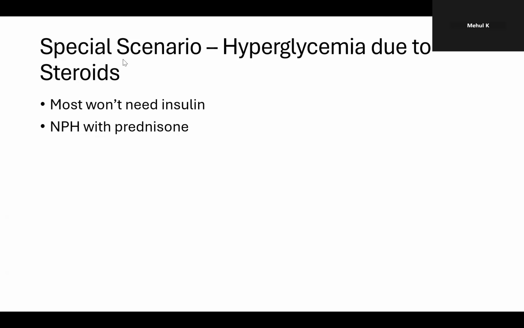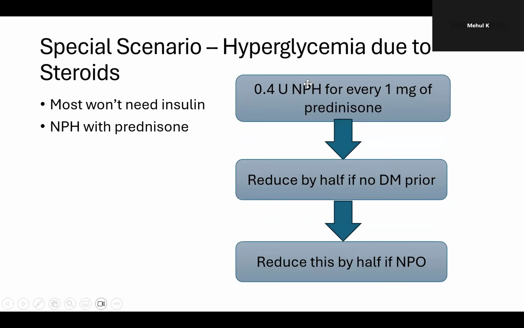If they actually do have persistent hyperglycemia that makes you want to give something, this is where NPH is useful if the patient is taking prednisone as the steroid. So if the patient is taking prednisone, you give 0.4 units of NPH for every 1 milligram of prednisolone. If the patient didn't have diabetes beforehand, you reduce that dose by half. And if the patient is NPO, then we reduce that dose by half again.